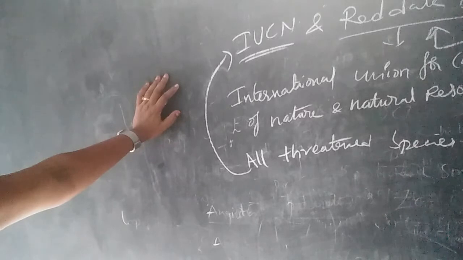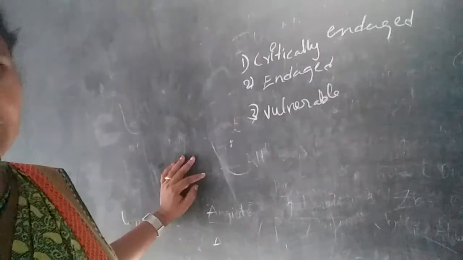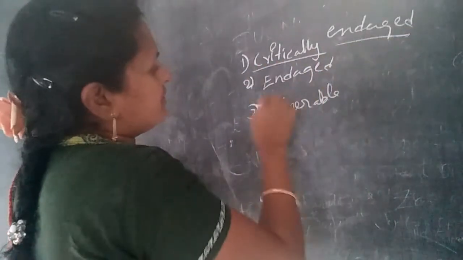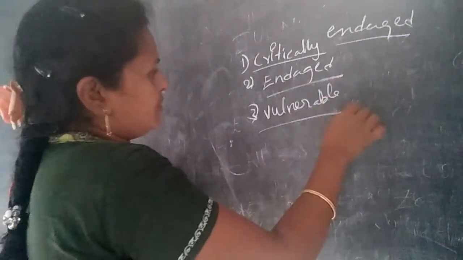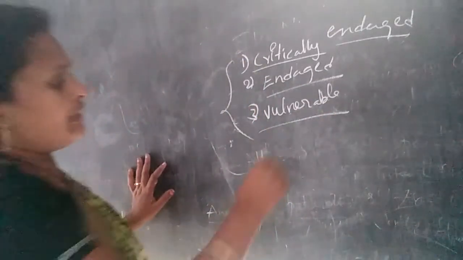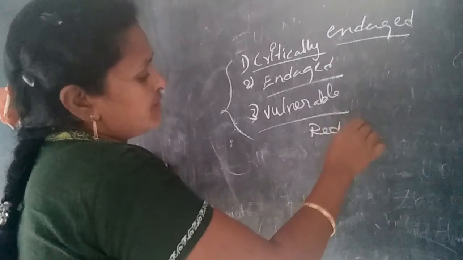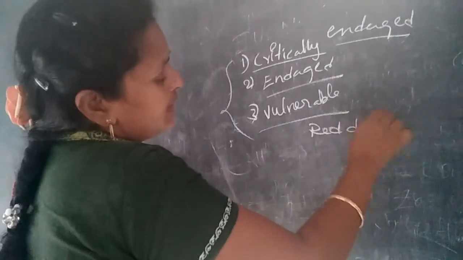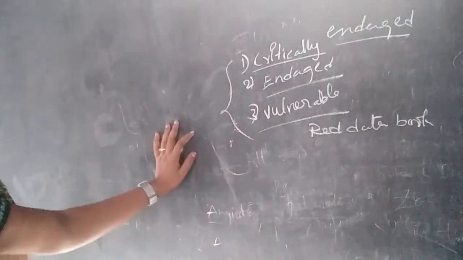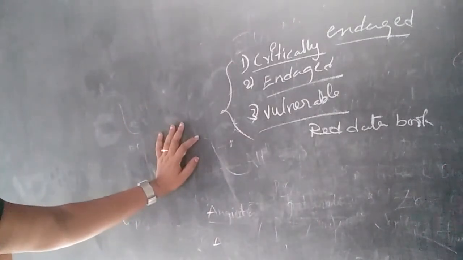It is based on the degree of risk. These species are classified into critically endangered species and vulnerable species, and they are entered into the Red Data Book. It is a very important 2 marks question also.